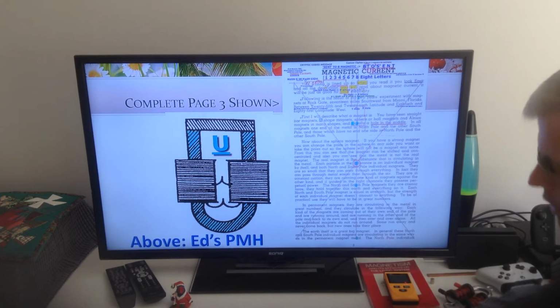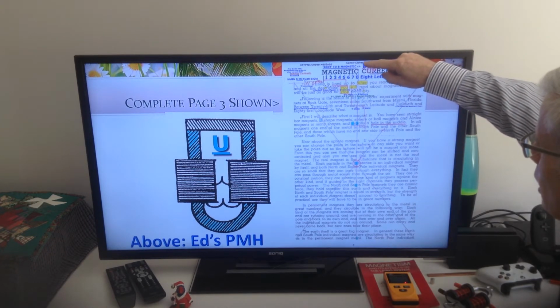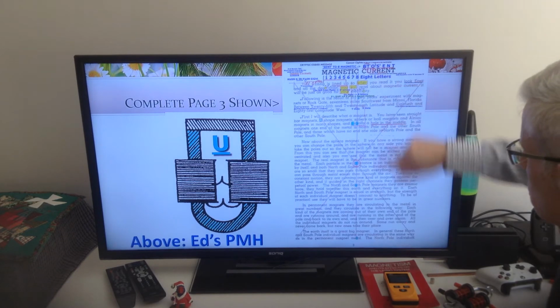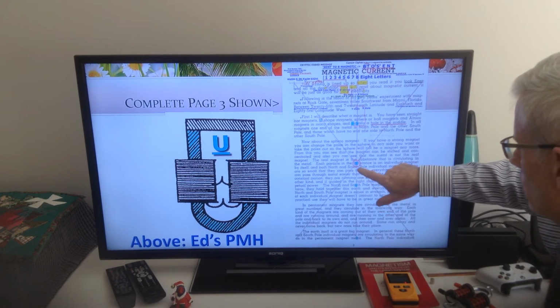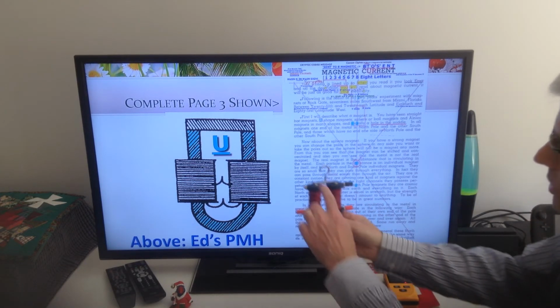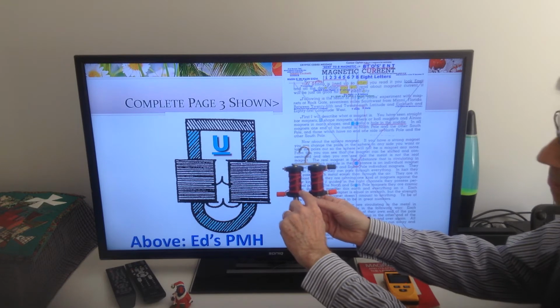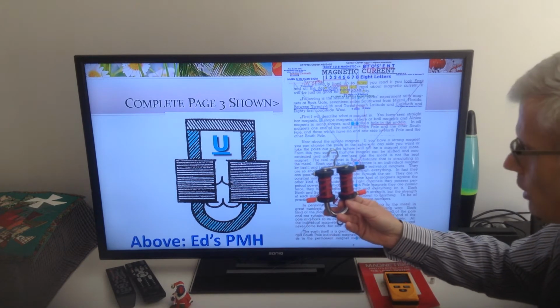All right, the other interesting thing here is that I got this clue by having a hole in the middle. So what happens if I put a hole in the middle of the page? Well, we've got a U here, and that's kind of like the shape of the U of this perpetual motion holder, or PMH, as you call it.